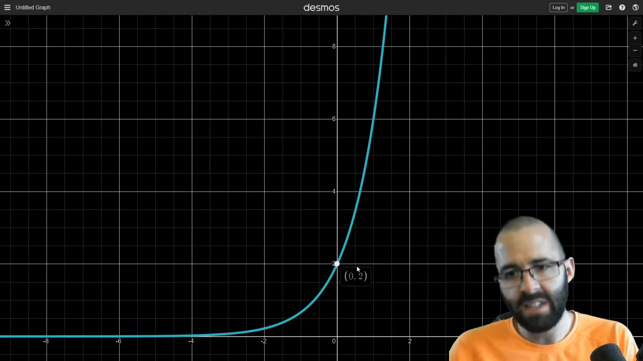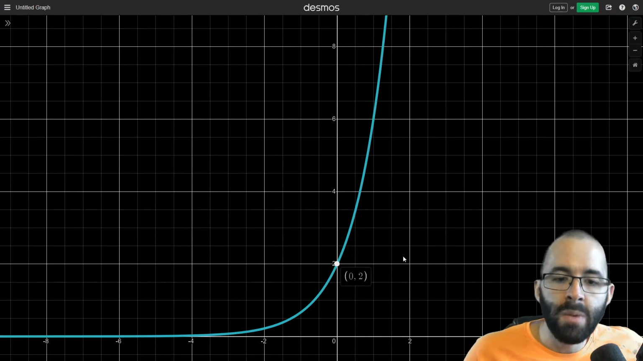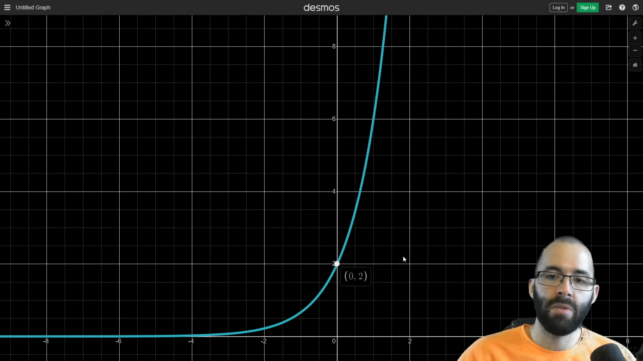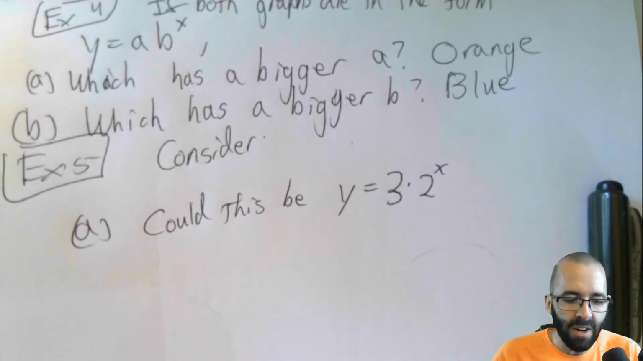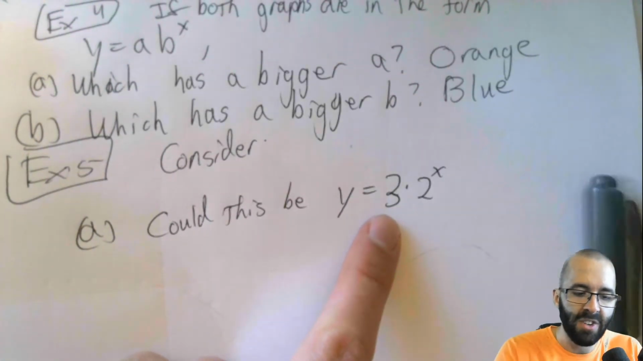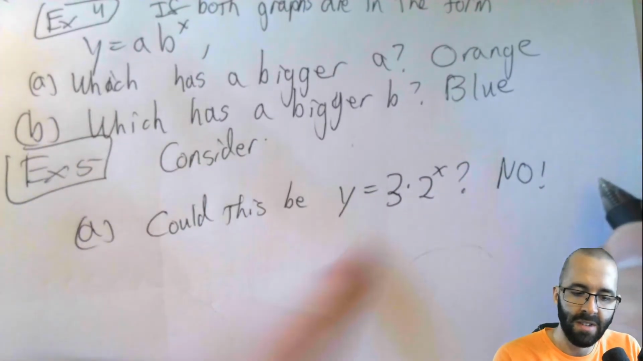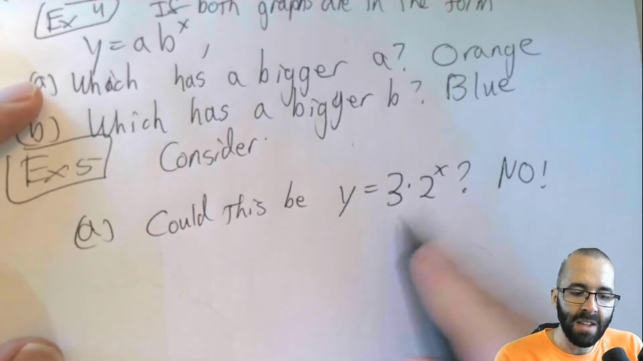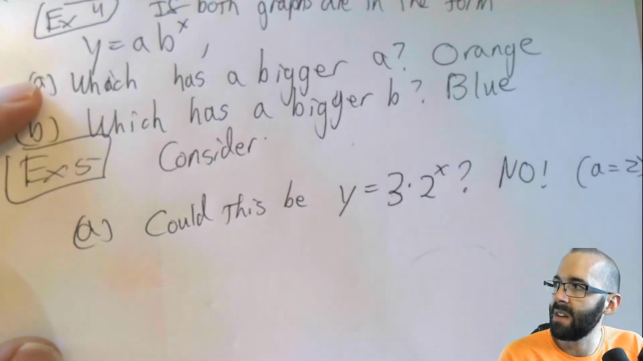It certainly doesn't have an A value of 3. An A value of 3 would say a starting value of 3. Here our starting value is 2, which means it can't be this function. Our answer is going to be no. I haven't told you what it is, but it can't be this because the A value in our graph should be 2, whereas here the A value is 3.